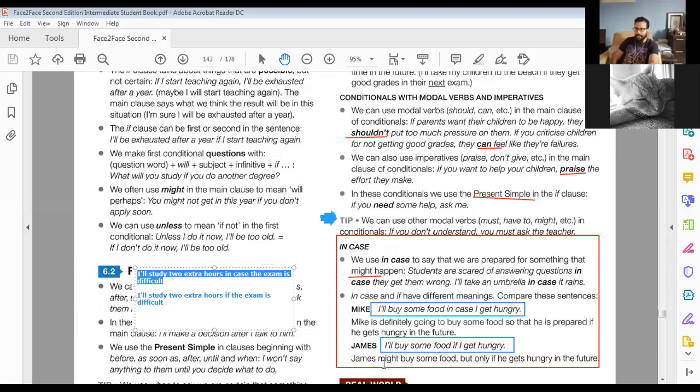All right. Now, what about James? James, if he's hungry, he's going to buy some food. If he's not, he's not going to buy his food. Yes. So the condition is hunger. If he gets hungry, he'll buy. If he doesn't feel hungry, he's not going to buy food.